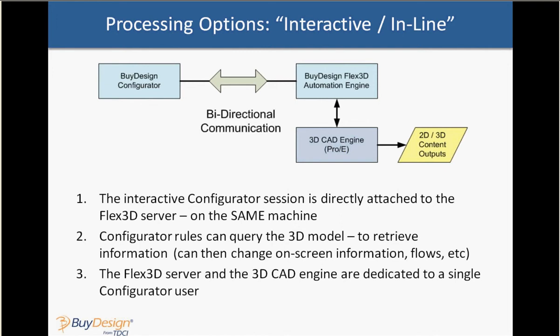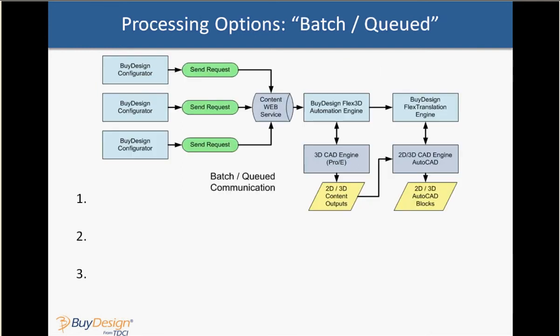The way I actually ran it in front of you is what's known as batch. Batch allows us, we have what's known as a content requester. It's a web service that allows multiple by design configurator users to generate requests through the web service on another machine or set of machines. We can have multiple processing nodes. The Flex3D automation engine is fed those requests and does all the things that you just saw me do in that demo session. So it doesn't know where the requests are coming from, doesn't care.